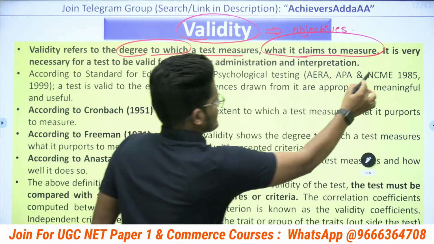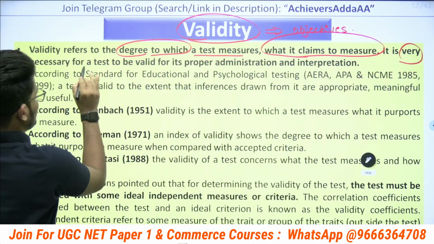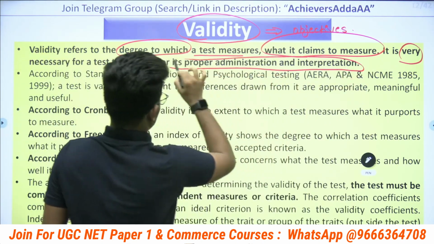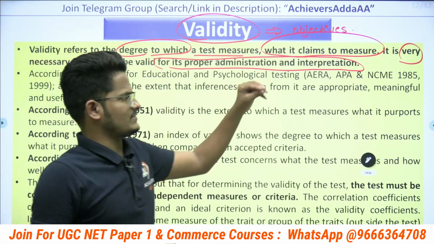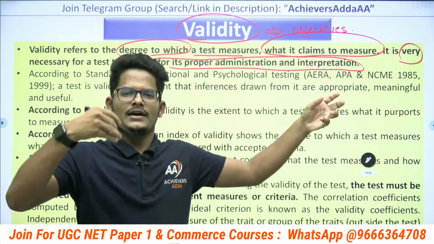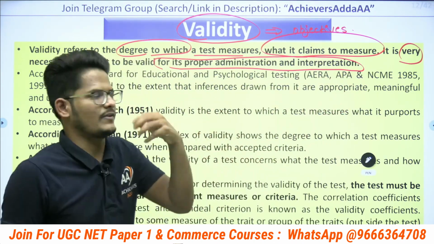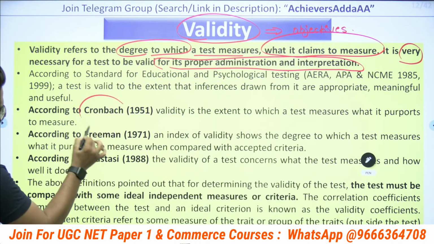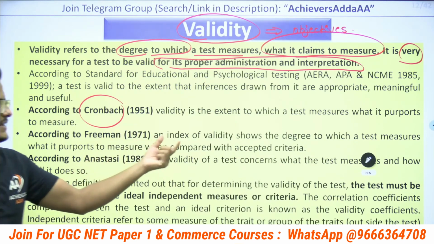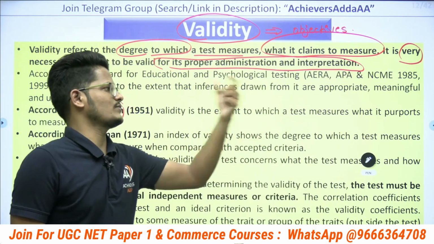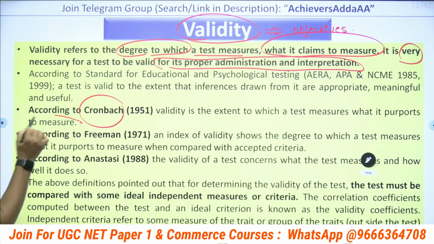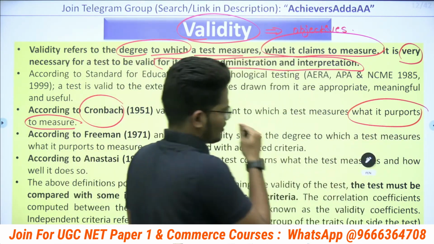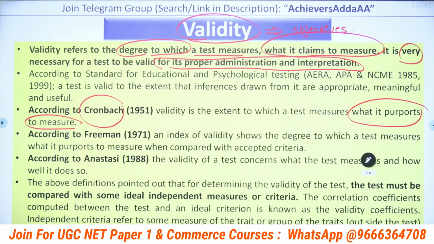Right? That is accuracy, and it is very necessary for the test to be valid for its proper administration and interpretation. So if a test is valid, then we can interpret the results of the test, and analysis and final conclusion we can draw. So according to Cronbach, validity is the extent to which a test measures what it purports to measure. What it purports to measure means what it claims to measure or not, whether it is meeting the objective without any biasness or not.